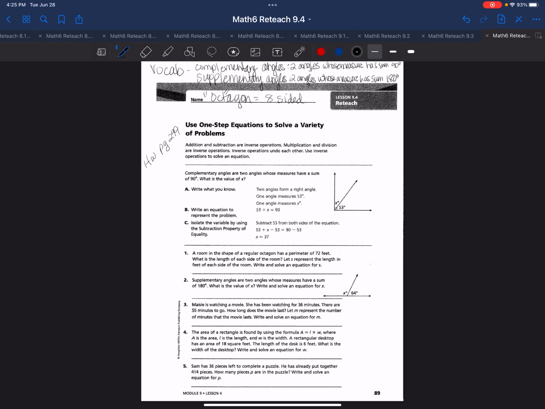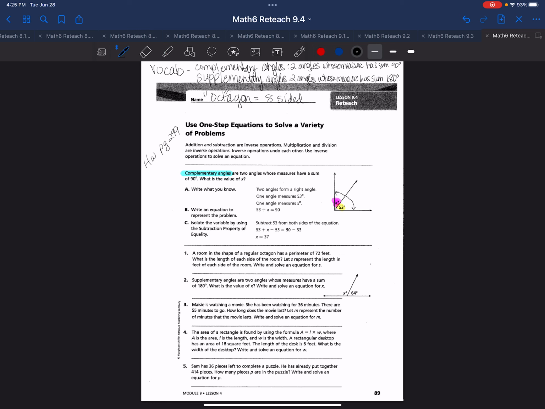Let's look at the first example. Complementary angles are 2 angles whose measures have a sum of 90 degrees. These are complementary angles here because the sum of them forms 90 degrees, or a right angle. So let's write, what do I know? I know that 2 angles form a right angle. 1 angle measures 53 degrees, and then I have another angle that measures x. It's the unknown.